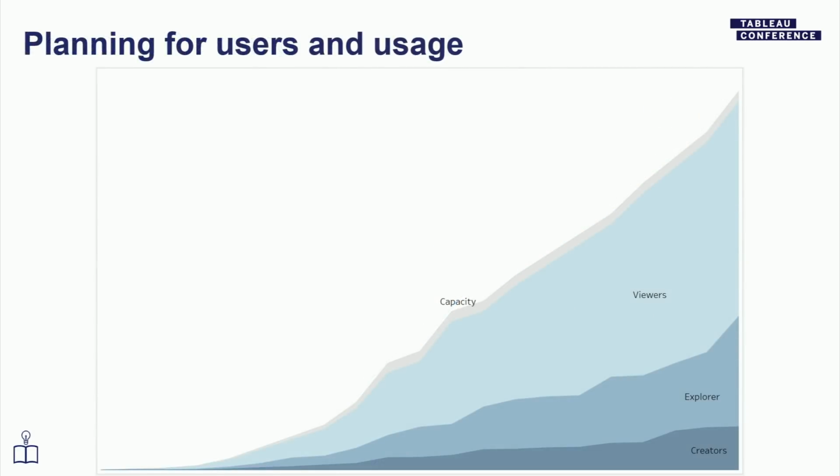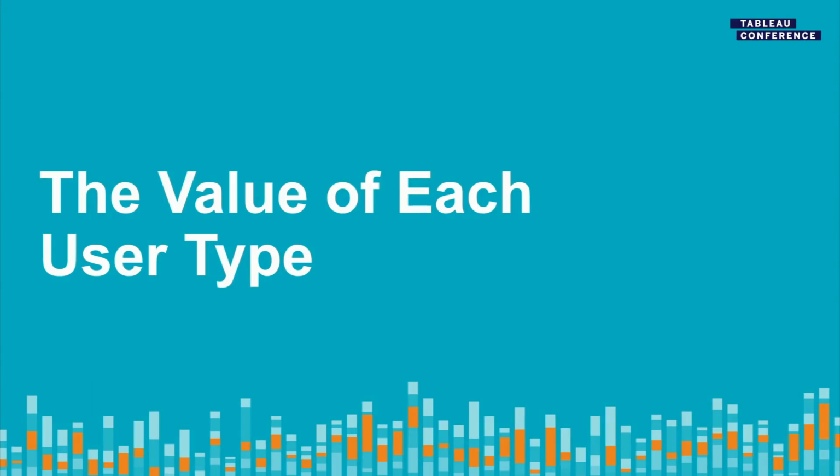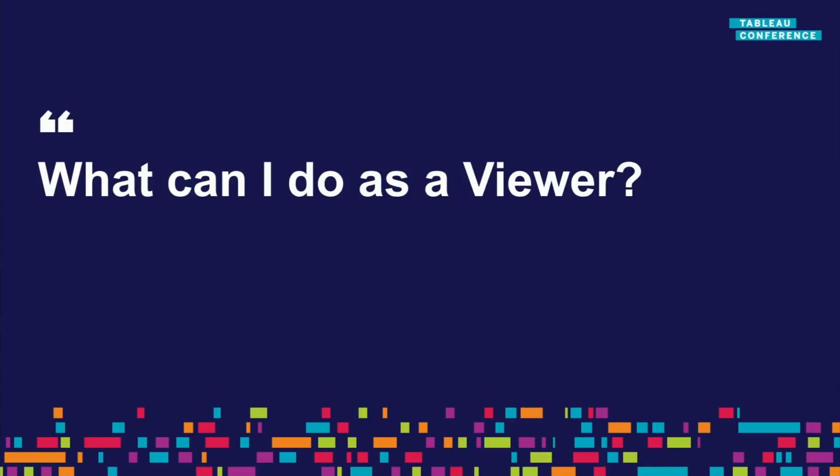Now that leads us into this. As we're thinking about capacity, I want to plan how my creators, viewers, and explorers are growing and expanding. But before we even do that, we have to understand how many do I need today, right? So now we'll go into understanding what are the different things that these users can do, okay? The value of each user type. What do I mean by that?